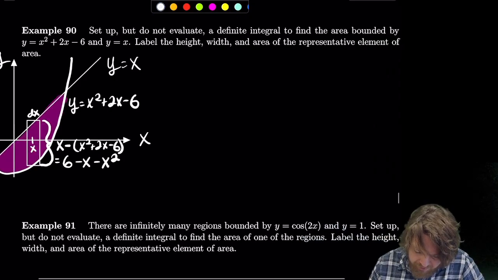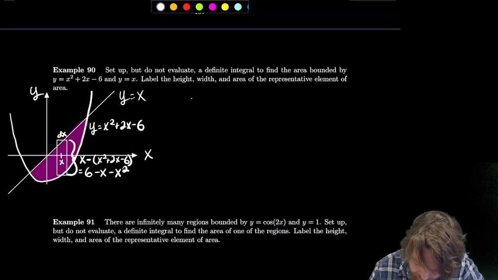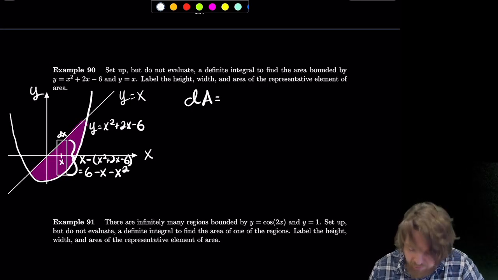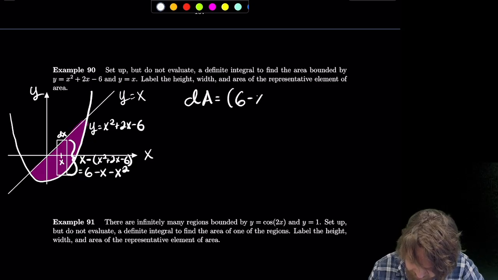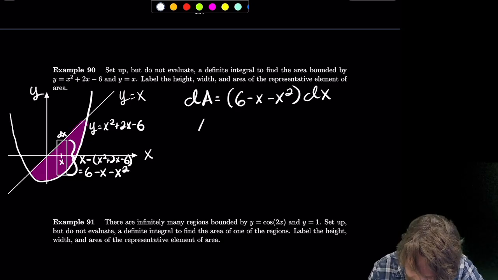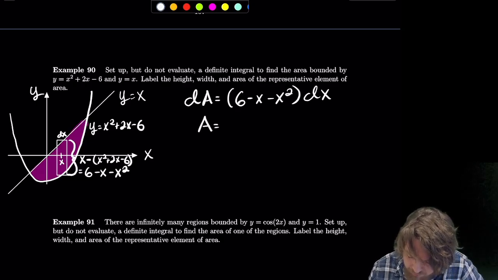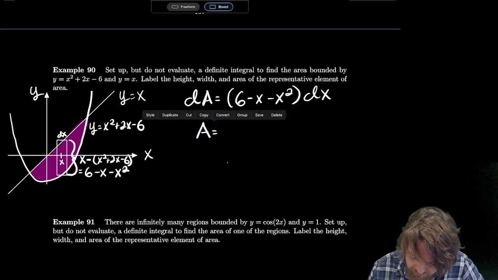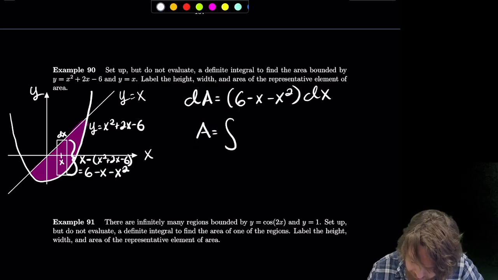So now that we have all of that information, we can go ahead and label the area of our representative element of area. It's going to be the top curve minus the bottom curve, which we just found is 6 minus x squared, times the width of our representative element of area, which is dx. So that right there is the area of our representative element of area. Now, to get the area underneath the curve, we need to take all of those areas and add them together via a definite integral. So it'll be an integral of 6 minus x squared dx.